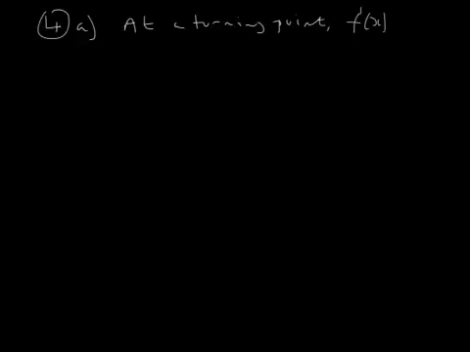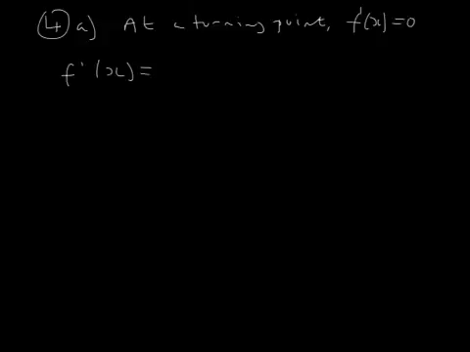Now I've got question 4. And we need to find the turning point. So at a turning point, f dash x is 0. F dash x is 0. So we need to differentiate this expression.